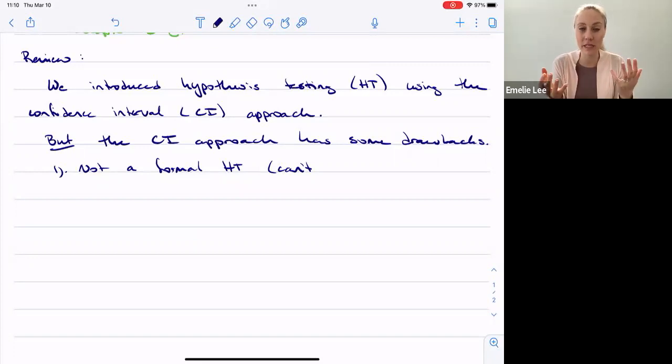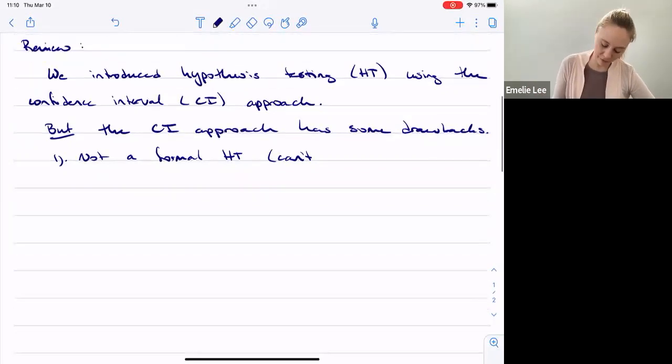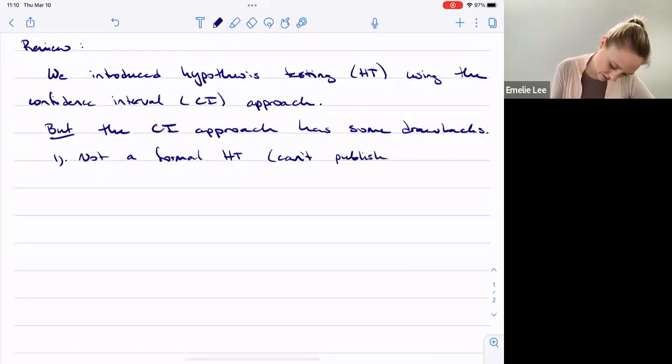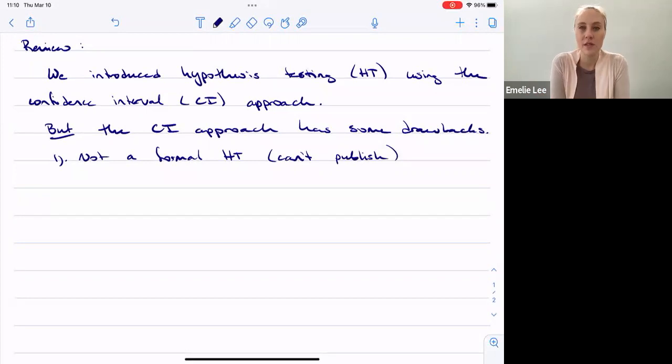But also if you're reading papers and journals and stuff like that, then they're not going to really use the confidence interval approach to test the hypothesis. They'll include confidence intervals, but not to test the hypothesis. So it's not a formal hypothesis test, so you can't publish something using the confidence interval.